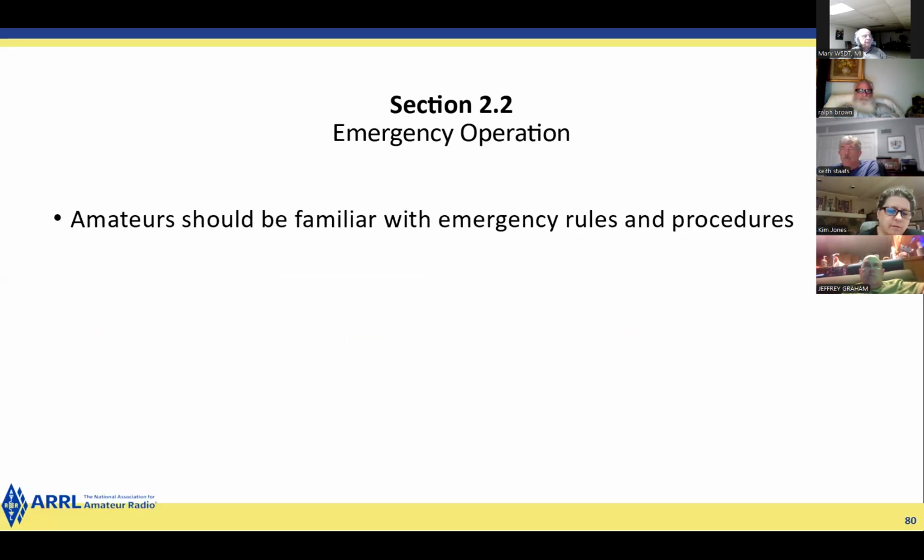Emergency operation. Amateurs should be familiar with emergency rules and procedures.